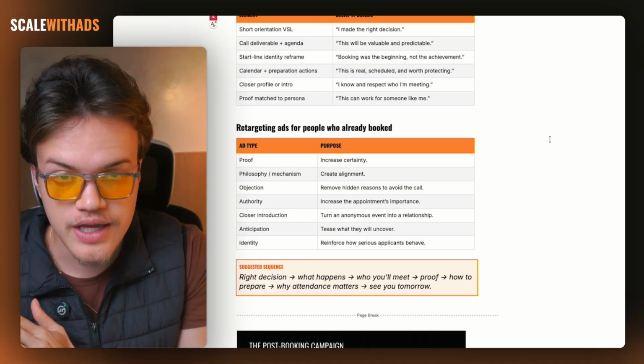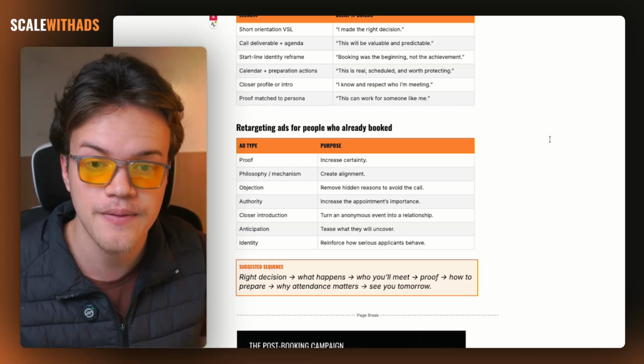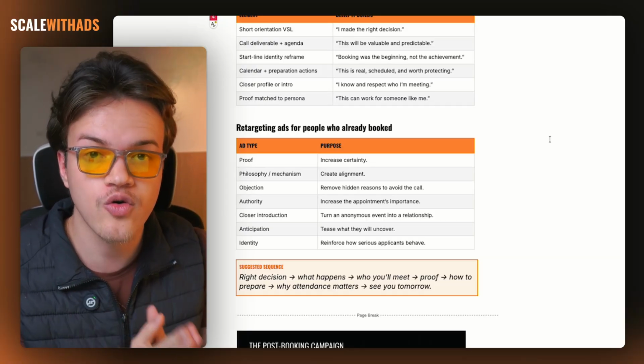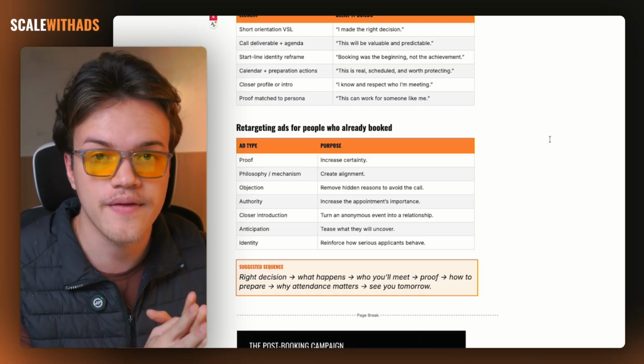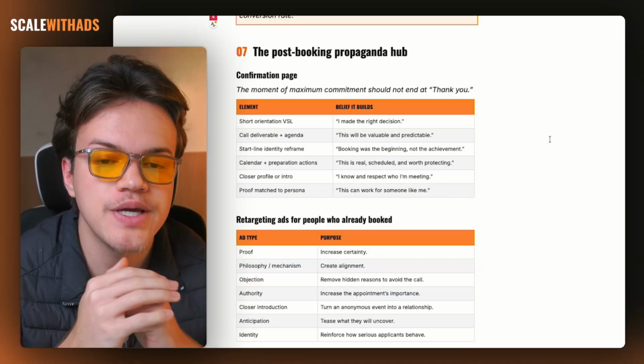You need to give them proof, give them authority, give them testimonials, case studies, okay? And of course, you need to always be congruent. You need to always be tracking what they're doing, what they're interacting with, okay? Now, about the confirmation page.